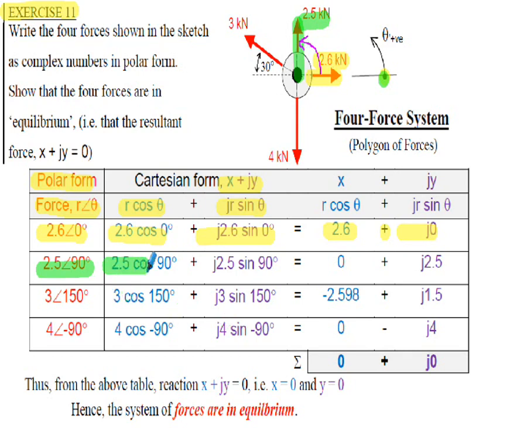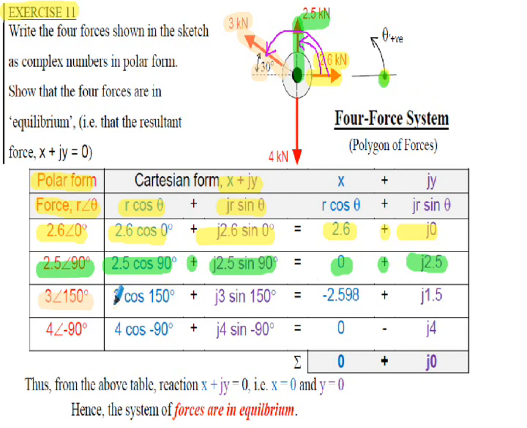That will be 2.5 cos of 90 plus j 2.5 sine of 90. Again, evaluating that, you'll get 0 plus j 2.5. Taking our third force, which is 3 kilonewtons shown here, angle 30 degrees is shown. That in polar form will be 3 argument 150 degrees. And again, don't forget the angle is measured from here around to there. So that's the 150 degrees that we're referring to.